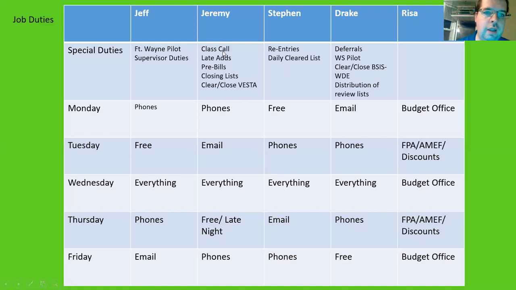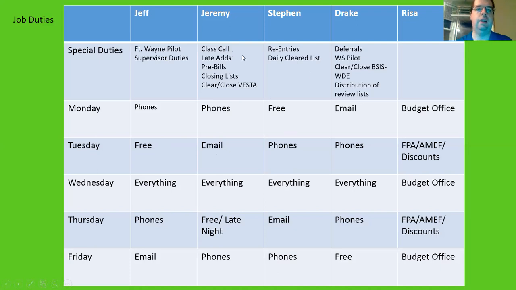It's a little hard to see the names here because this doodad's in the way. But here is Jeff's list of duties. He's phone, free day. Well, everyone does everything on Wednesday, phone and email. And then he's also in charge of his supervisory duties in the Fort Wayne pilot. Jeremy, he goes phone, email, everything, free day, and that's always his late shift and phones.